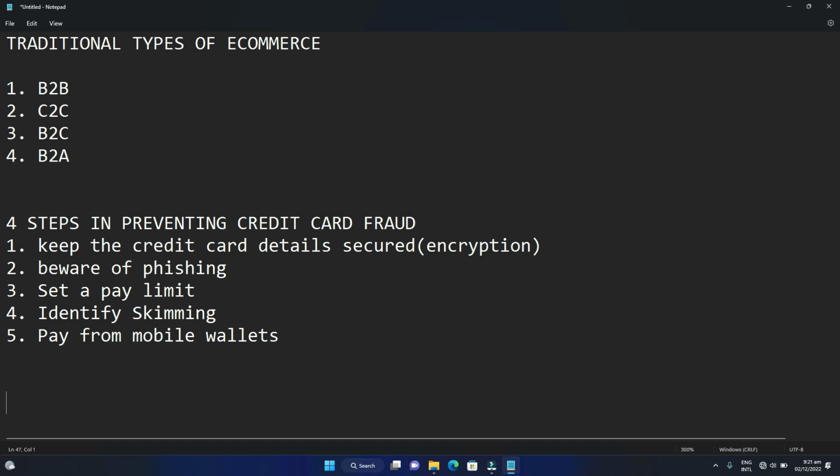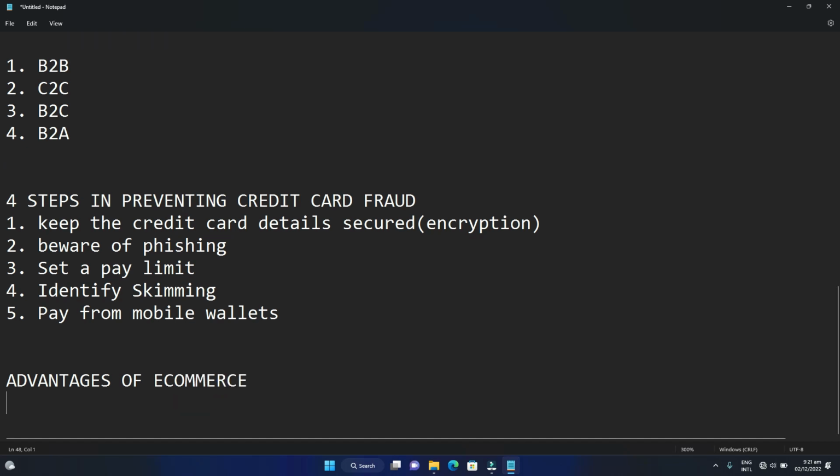Another question. Yes. Describe at least 5 advantages and disadvantages of e-commerce. So I'm just going to state them so that you describe them yourself. So you are going to go with advantages first. Advantages of e-commerce. What's the first advantage?